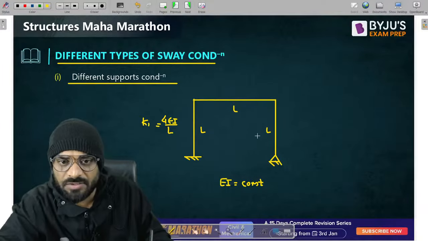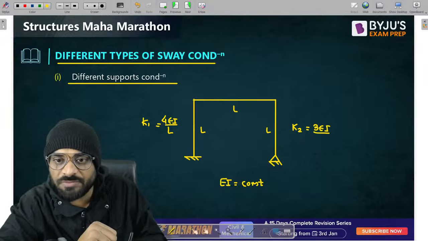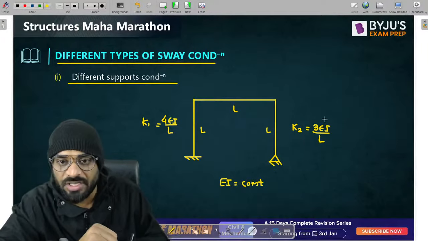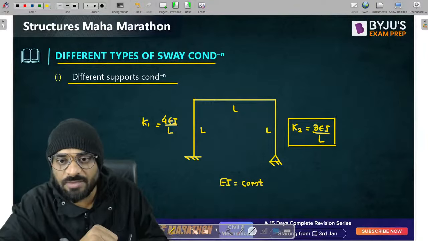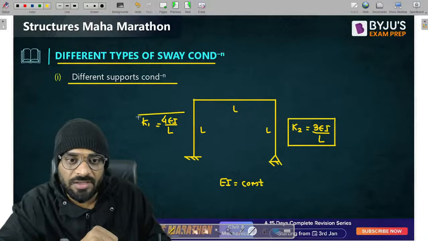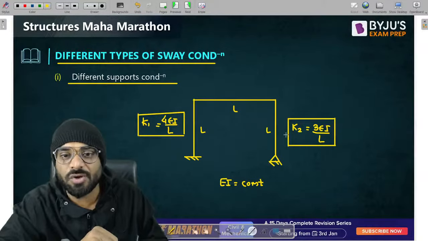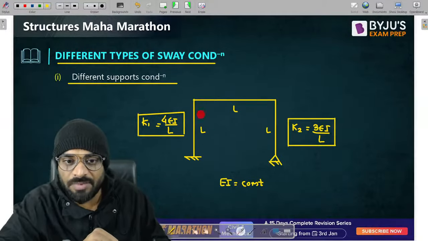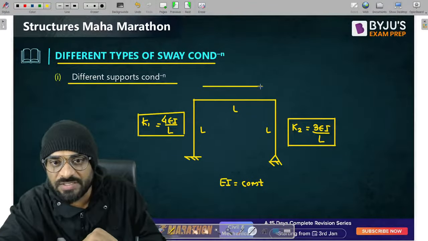Let us write K1. What is the stiffness of this other member? It should be equal to 3EI by L. If you have more stiffness, then it is stronger; if it is lesser stiffness, then it is weaker. So tell me, guys, which is stronger? 4EI by L. So this column will try to dominate over the weaker column. This member is trying to dominate over this one. That's why the direction of sway is this.